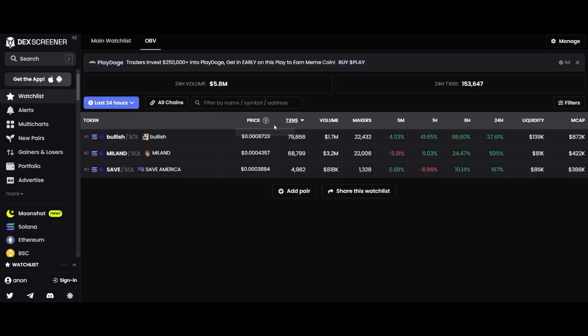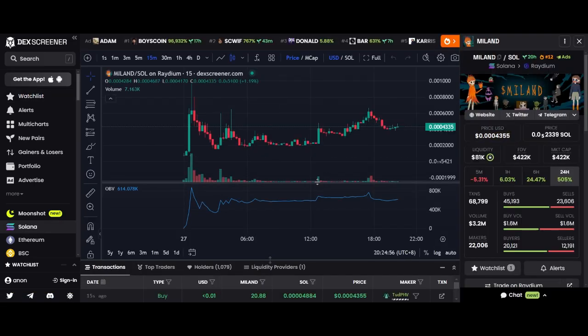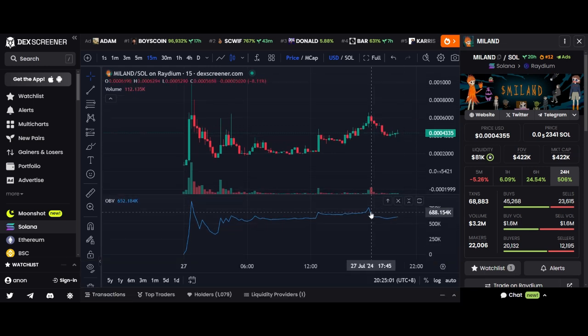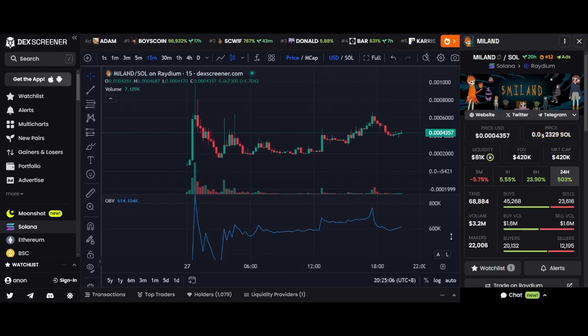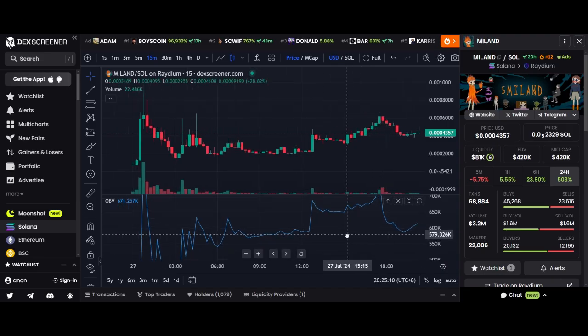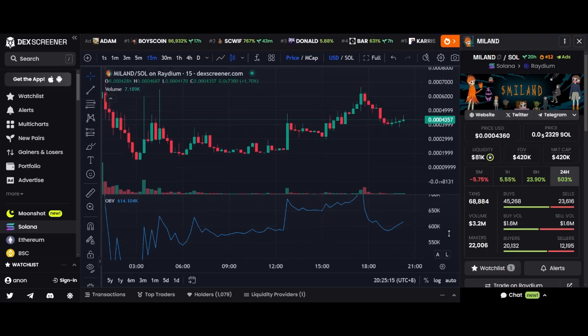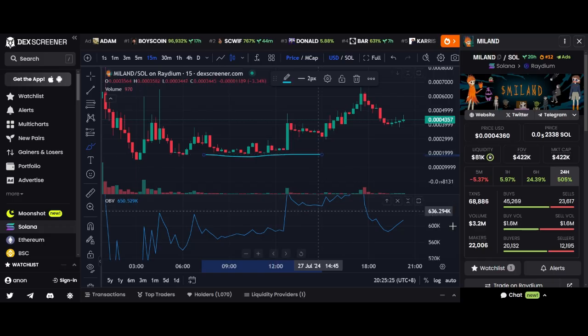We'll go to another token here. We have Miland, right? Miland had a nice move today. So this is another good example of this indicator, and how it's a leading indicator of price action, okay? So we're on the 15-minute chart again. If we just scroll into the price action here, we can see that once again, after it has this little pump and down, price just starts to move sideways again, right?